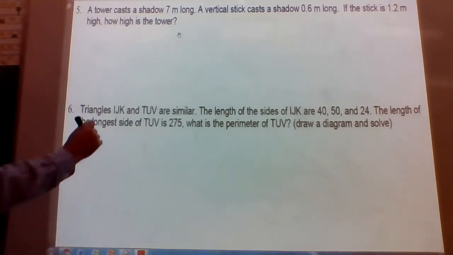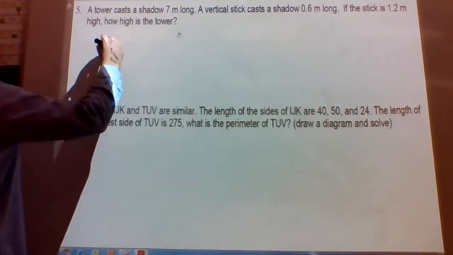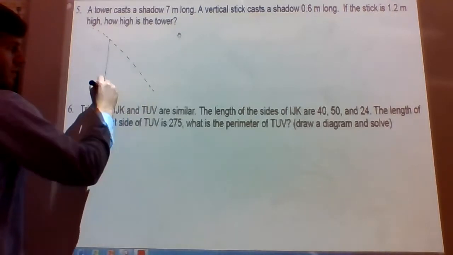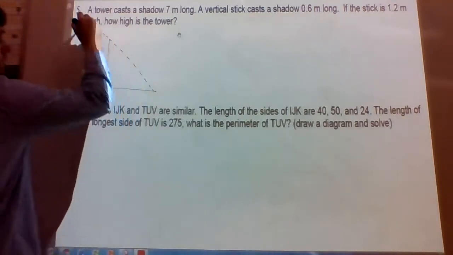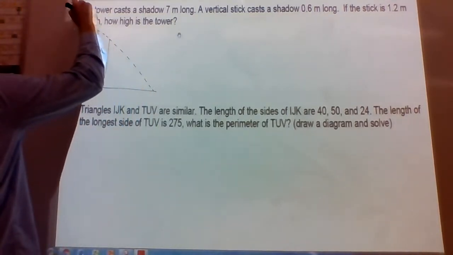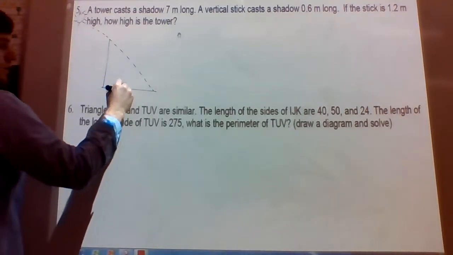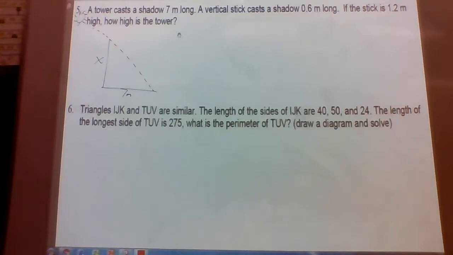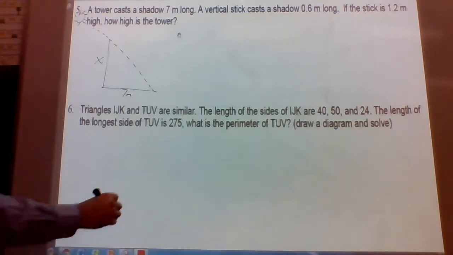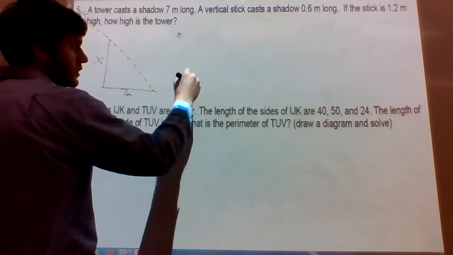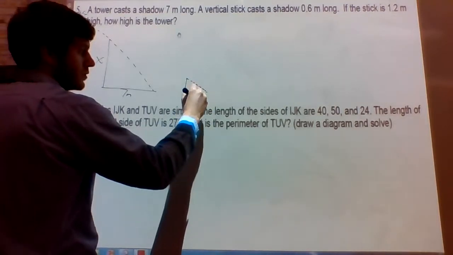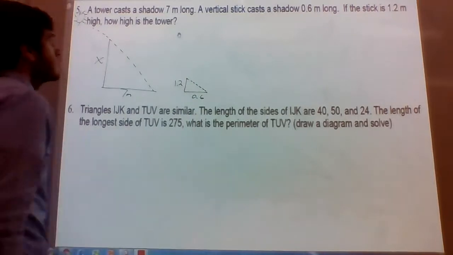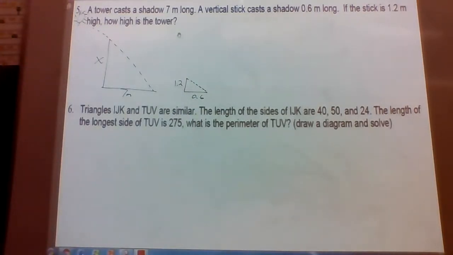So we have a tower. We don't know how high it is, but it casts a shadow. Right? The shadow here, and here's the sun. It casts a shadow that is 7 meters long. We don't know how high the tower is. There's also a stick. It casts a shadow of 0.6. And we know this, if the stick is 1.2 meters, how high is the tower?